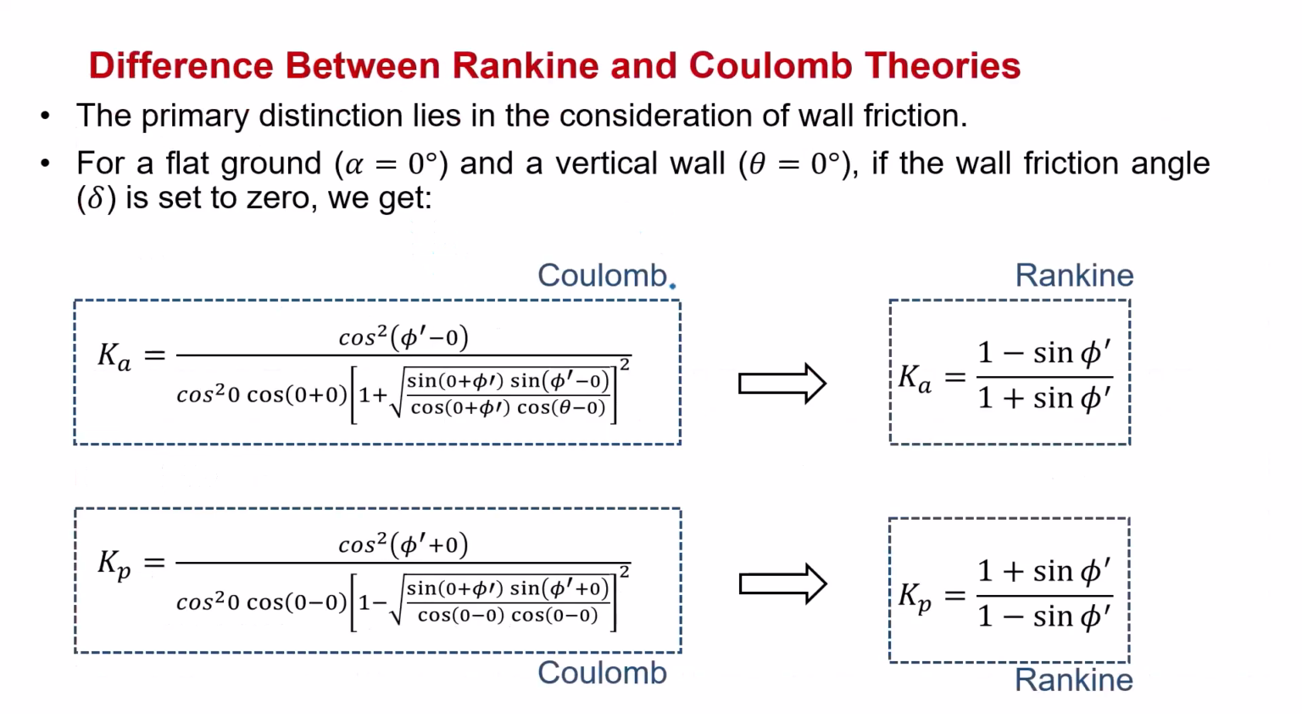For a special case with a flat ground or alpha equal to 0, a vertical wall or theta equal to 0, and 0 wall friction angle, Coulomb's formulas reduce exactly to Rankine's results, as you can see in this slide.